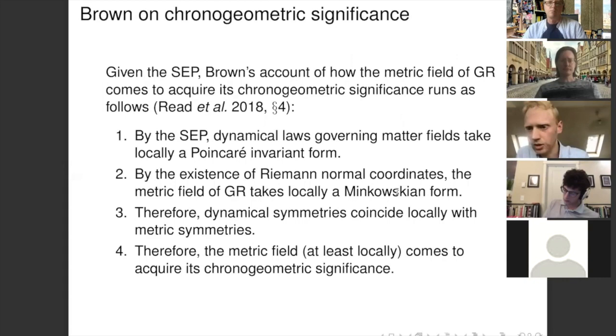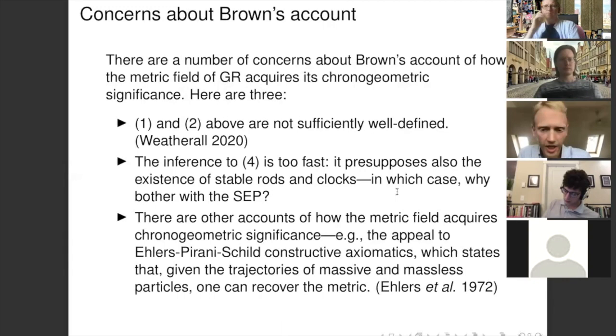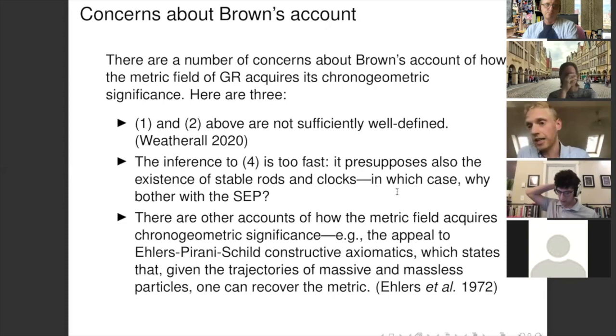Another point, which Niels Linnemann and I have been looking into recently, is this. There seem to be other accounts of how the metric field of general relativity could acquire its chronogeometric significance. One of the most notable in the historical philosophy of space-time literature is the appeal to the constructive axiomatic scheme of Ehlers, Pirani and Schild from 1972.